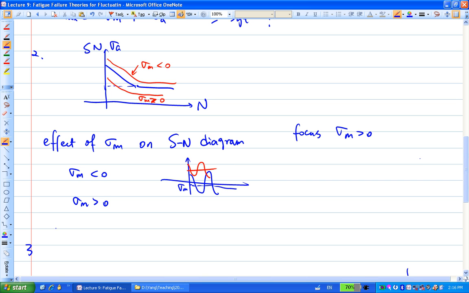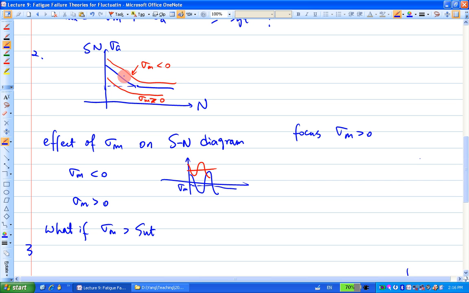The other one is a simple question: so what if sigma m is greater than SUT? Then what happened? Come again? Exactly. Right. Actually, it's going to basically fracture, right? It's basically will fracture on the first cycle. Okay, that's the effect of sigma m. Okay, yeah, so that's another thing here.